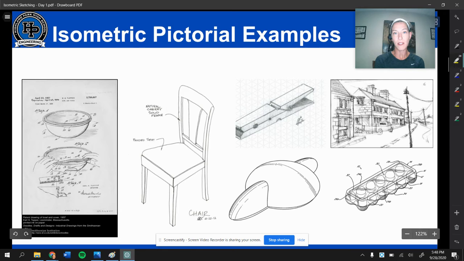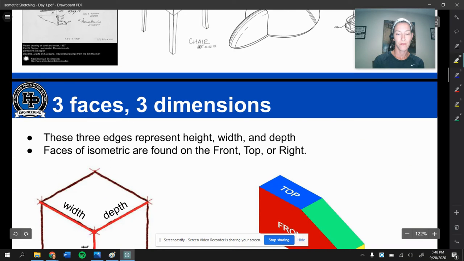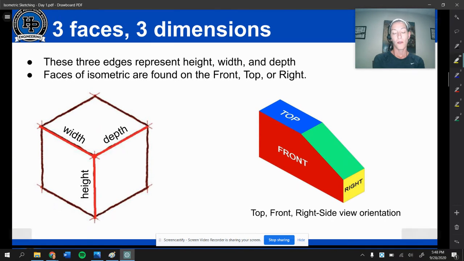Here are a couple of examples of isometric pictures. Three edges that you need to be aware of are going to help you understand the width of the object, the depth of the object, and the height of the object. The faces of the isometric sketch are going to be conveyed by showing front, top, in this case in the blue, and right.